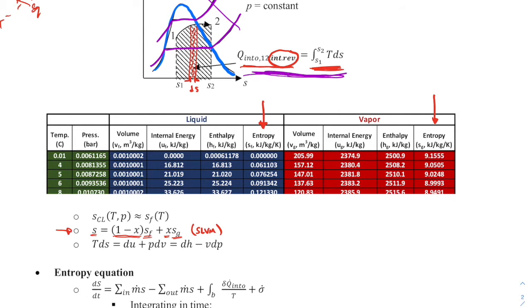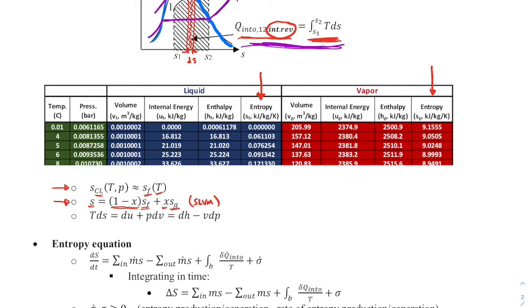For compressed liquids, the tables are too coarse to use in practice, so we instead use the approximation that I give in this first bullet, that the specific entropy for a compressed liquid at any temperature and pressure is about equal to the specific entropy for the saturated liquid at the same temperature. So this is much the same as how we found the specific volume and the specific internal energy for compressed liquids. So that's how you would look up the specific entropy in a table.